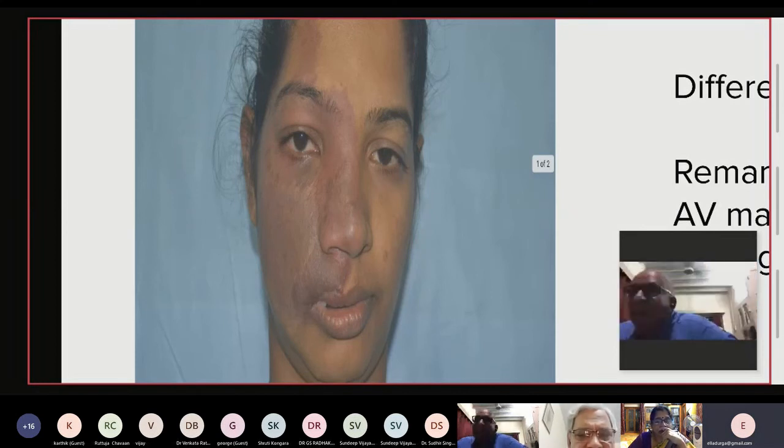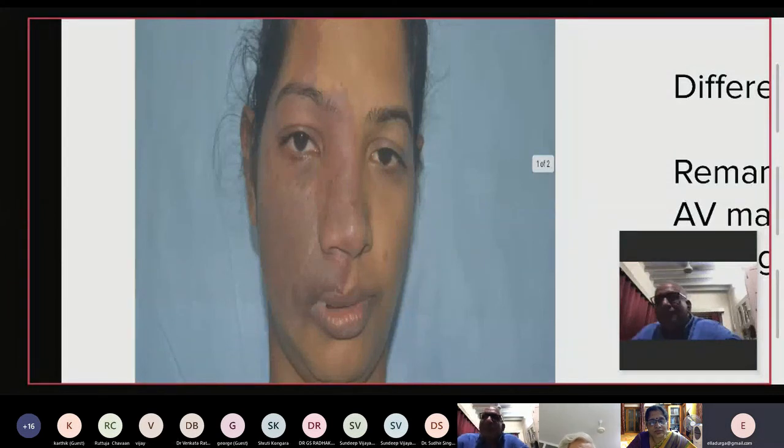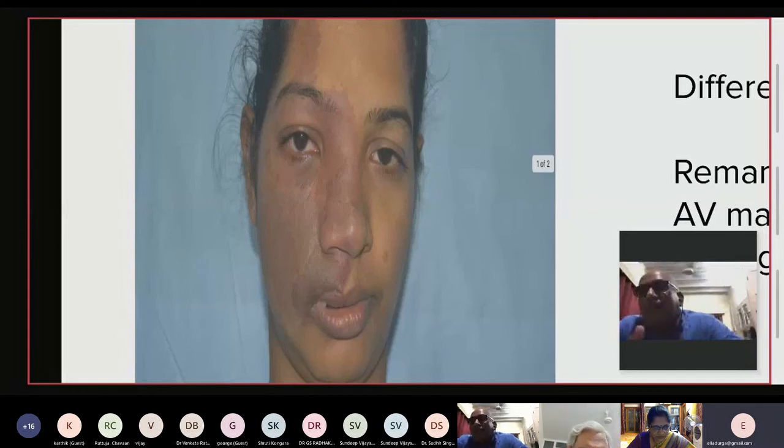And another syndrome, Klippel-Trenaunay syndrome, where we can see capillary, lymphatic, and venous malformations. So what's the difference between Klippel-Trenaunay and Parkes Weber? You are repeating the same thing. Yes, in Klippel-Trenaunay syndrome, it is mostly seen in the extremities.